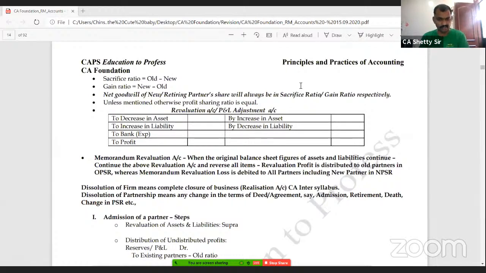Next line. It means all the steps in admission, retirement, and death prove that profit of any nature, whether revaluation profit, general reserve, or life policy, profit of any nature till such date of admission, retirement, or death should be given to the existing partners only.